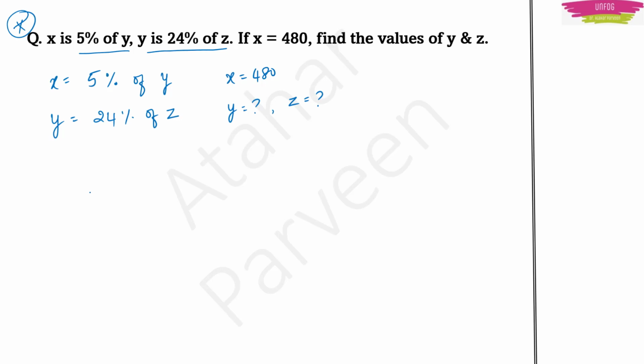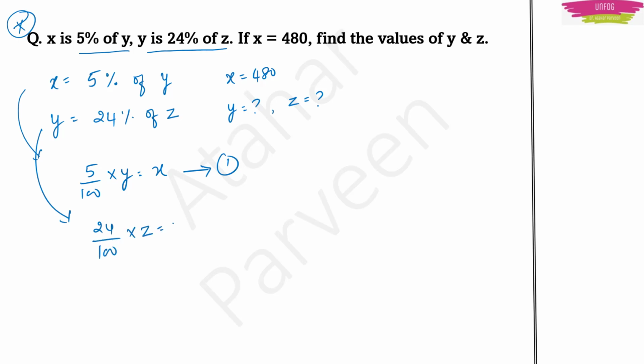If you understand, the question is very, very easy. I will write these things in numbers now. 5 by 100 into Y is equal to X. Correct? This is 1. Now this also I will write like that only. What I will write here? 24 by 100 into Z is equal to Y.